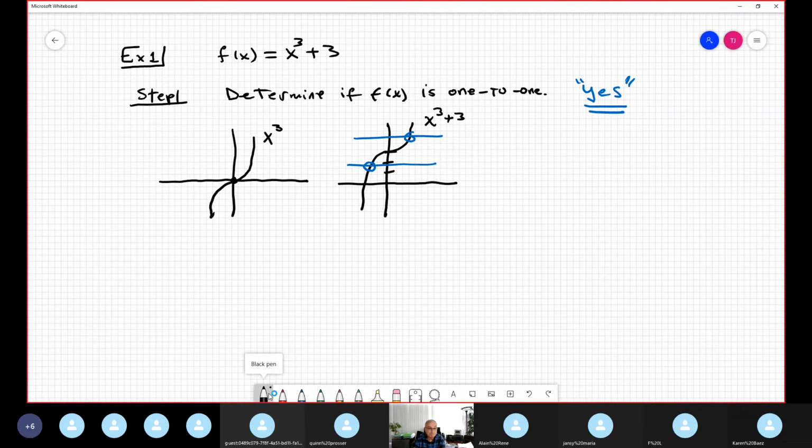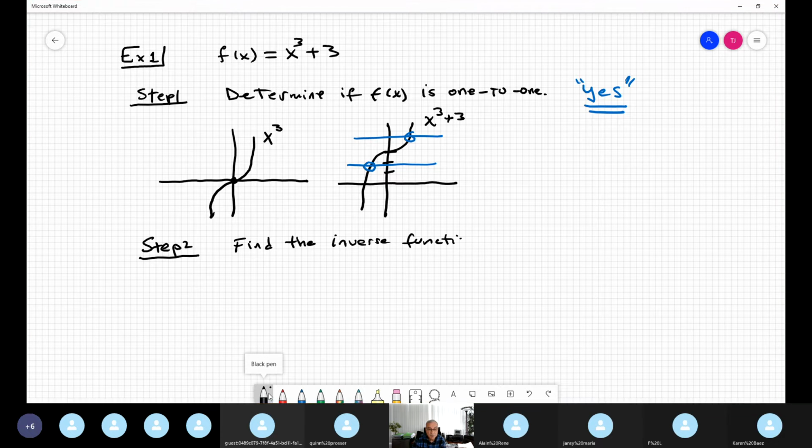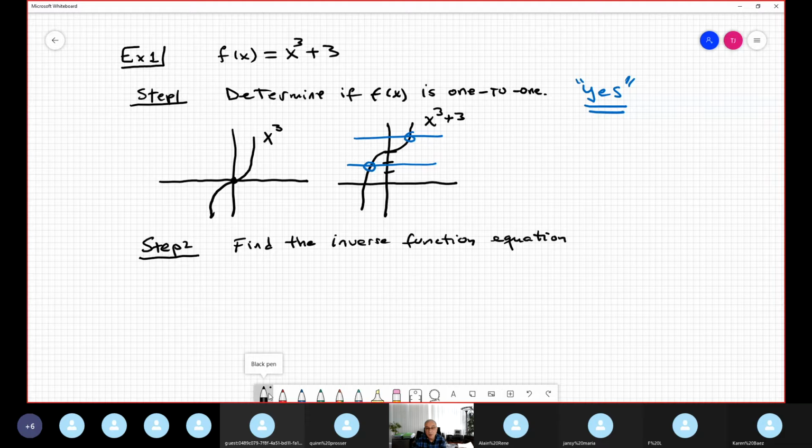Step 2. Well, step 2 is the most important step. It's to find the inverse function equation. Okay, in other words, what is the equation for this guy? Because I know that the function is this. But what is the equation for this?